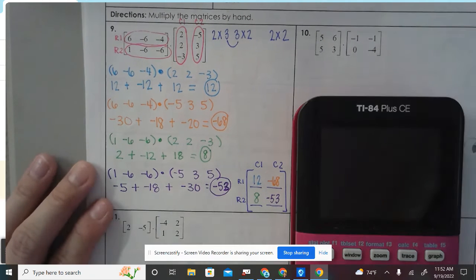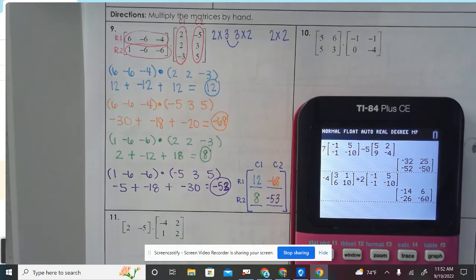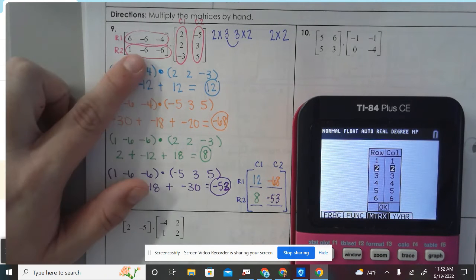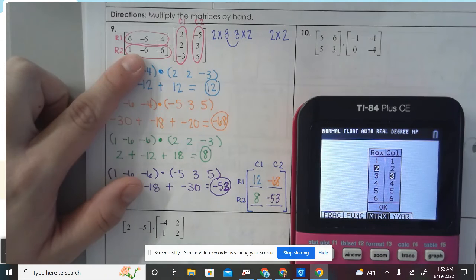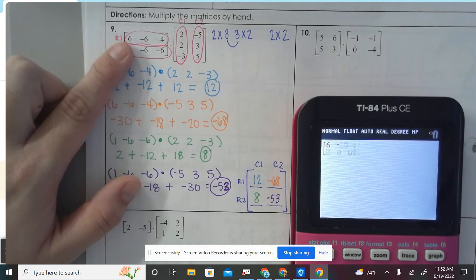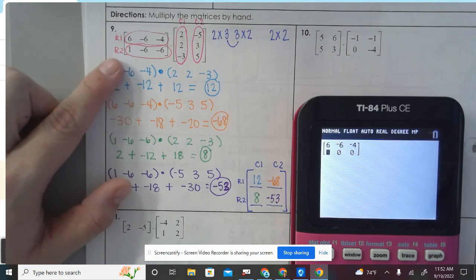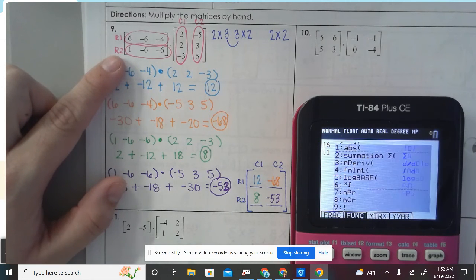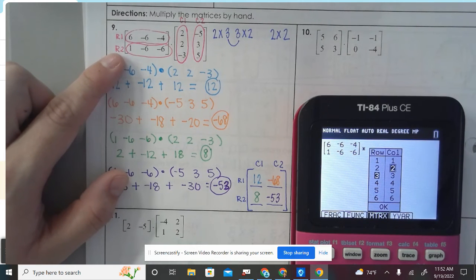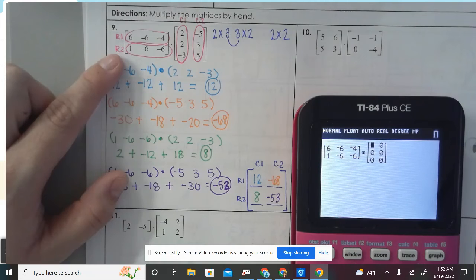And you can check it in your calculator. Alpha zoom, I have a 2 by 3. Now if it was one that doesn't work out, the calculator will give you an error. It'll say something about dimensions.